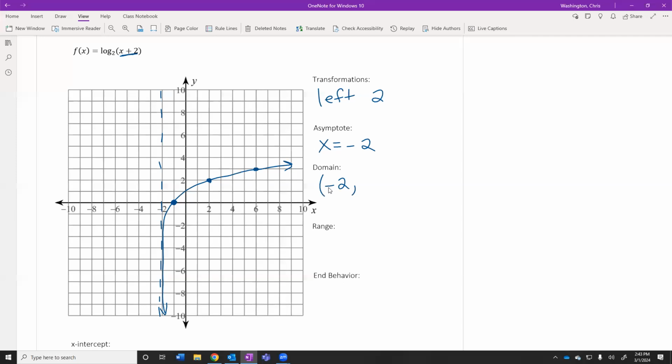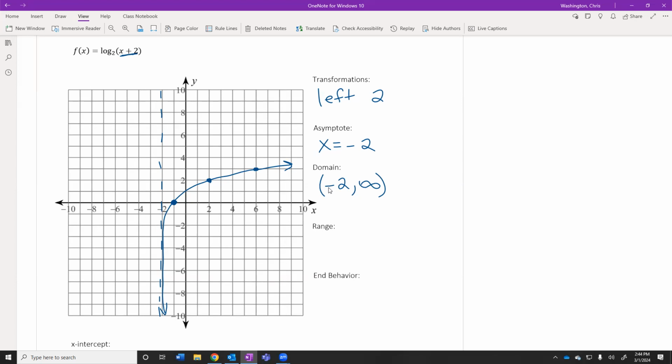And that's why we use a parentheses. That represents, hey, we can use any number all the way up to -2, but not -2. If we could use -2, then we would use a bracket. And that would say, hey, we can use all the numbers up to -2, including -2.